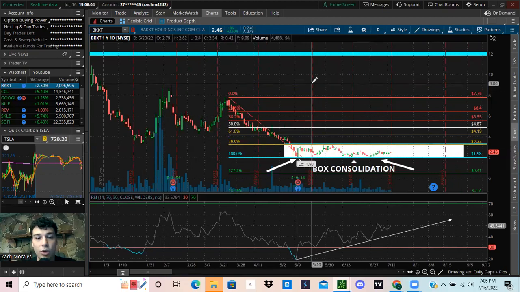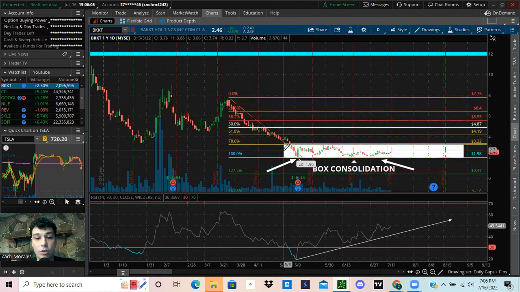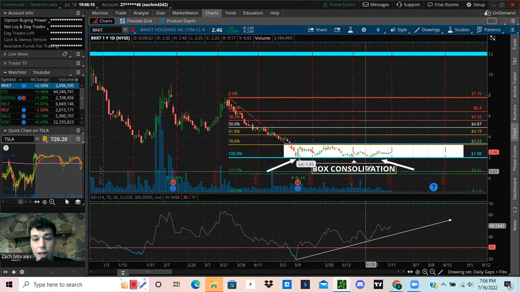The first thing I want to tell you guys is that there's three stages to a reversal. There's your downtrend, then you have the consolidation phase, and that's currently what we're in. So you can see the downtrend. Here's our box consolidation, as noted right here. This is going to be our consolidation box. We're going to be waiting.